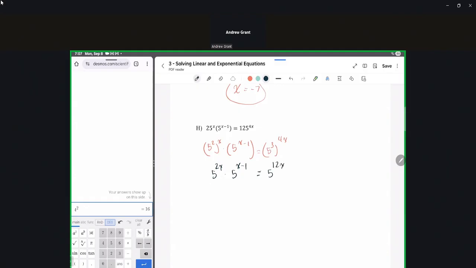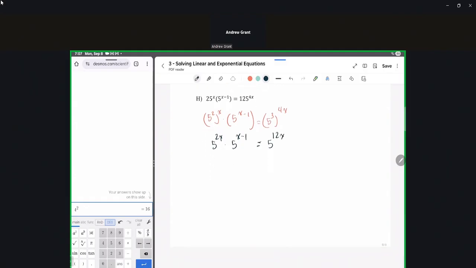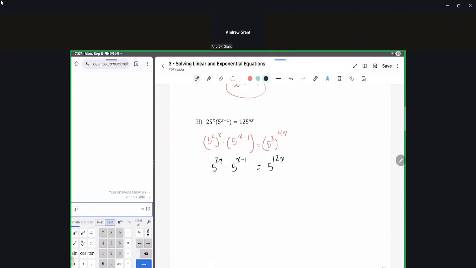the power of 12x. Now, for some of these questions, if you're not sure how to proceed, you proceed down the normal path as much as possible in hopes that the next subsequent steps become easier to see. Now, if you notice here, we have 5 to the power of 2x multiplied by 5 to the power of x minus 1.